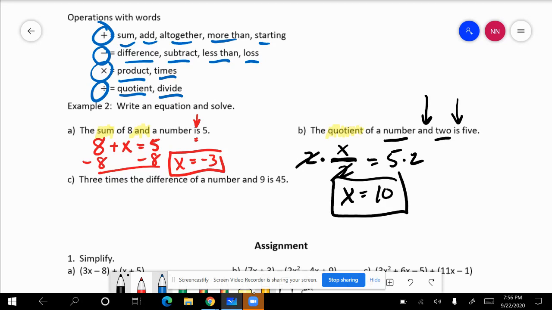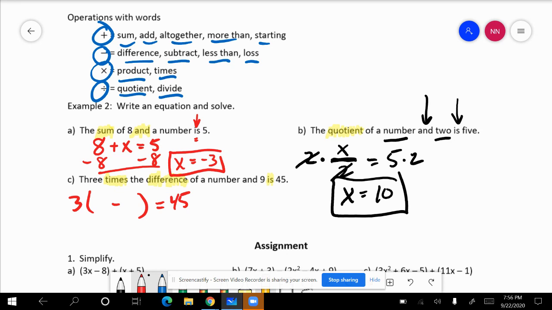For letter C, we've got a couple keywords here. The first one is times, and the second one is difference. And of course, we see the word is, so we know it's going to be equal to 45. It says 3 times the difference. That means we're multiplying the difference. Well, in order for the difference to go first, we have to put it in parentheses. Then we're going to times it by 3.